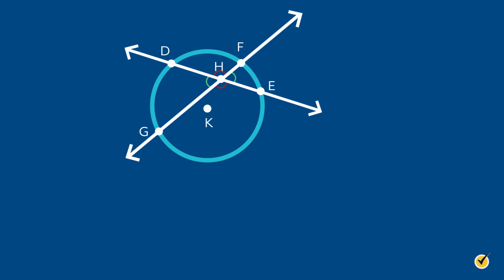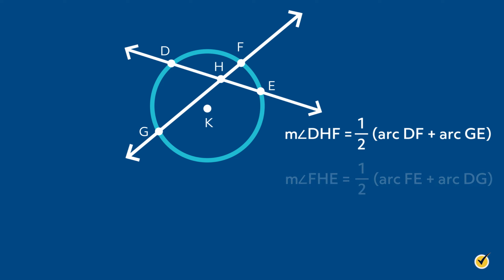Notice that there are 2 sets, by adding together the measures of the intercepted arcs and dividing by 2. We will use the formulas measure of angle DHF equals 1/2 times arc DF plus arc GE, and the measure of angle FHE is equal to 1/2 times arc FE plus arc DG.